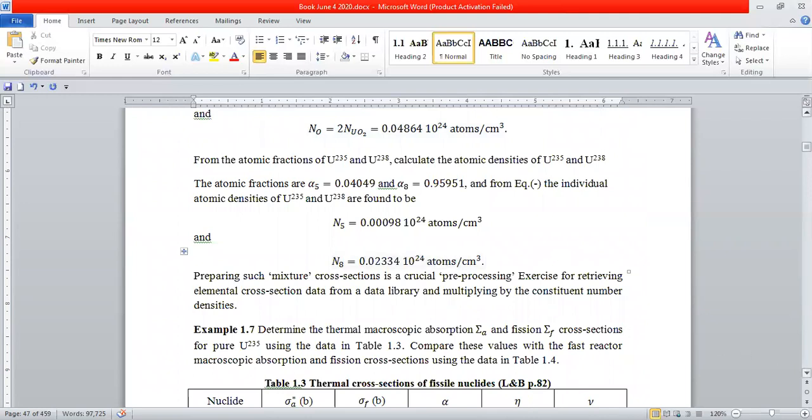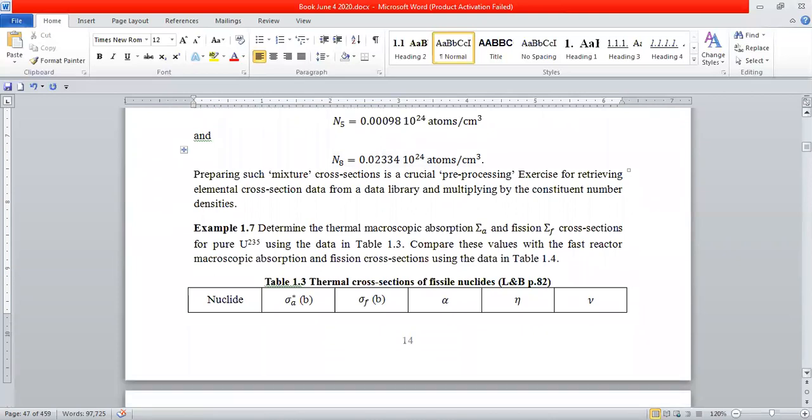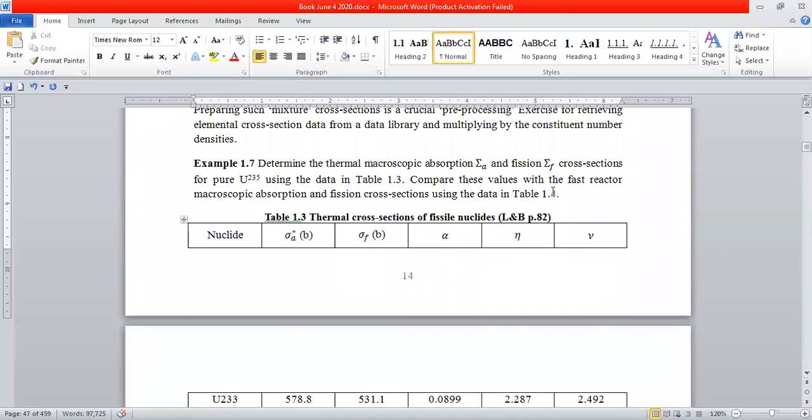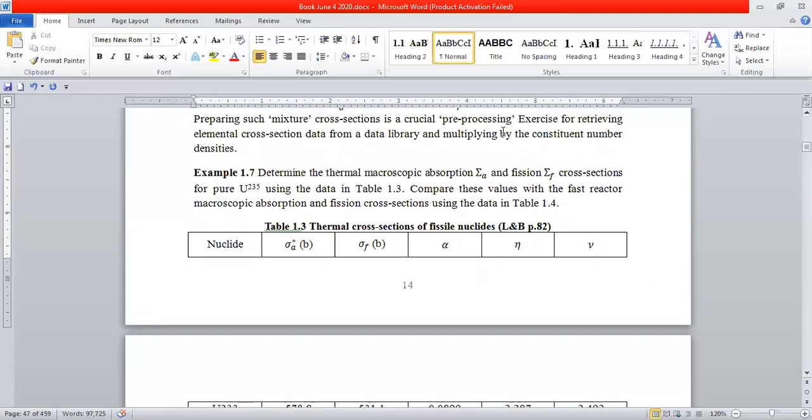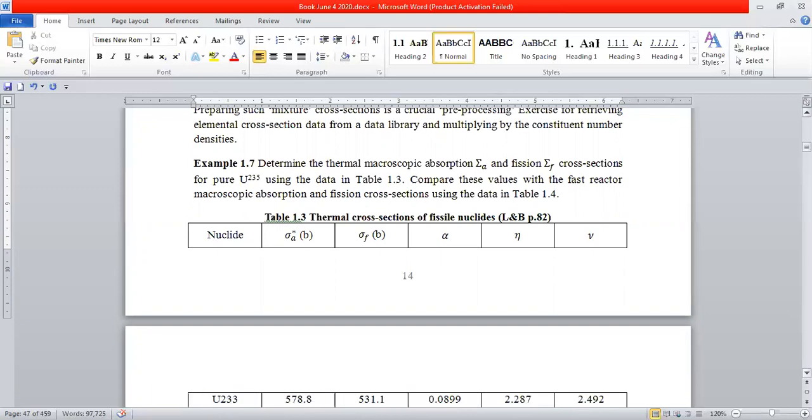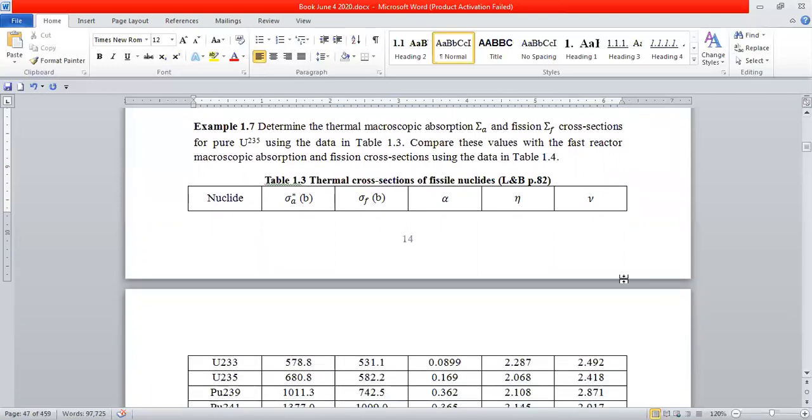Okay, so that's how you prepare mixture cross sections. And remember, this is all part of pre-processing. So whenever you're making a data file of a nuclear simulation, then this is what you've got to do yourself. I always take a lot of time doing these things because I want to get them right. Okay, now let's look at example 1.7 here.